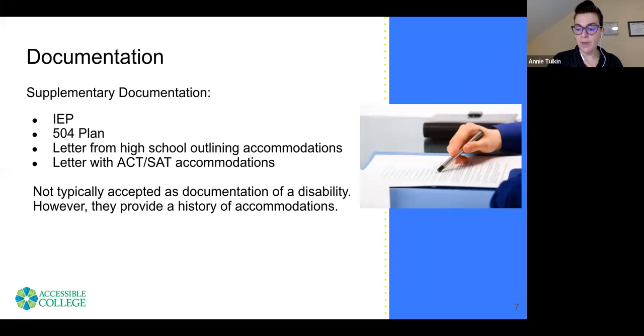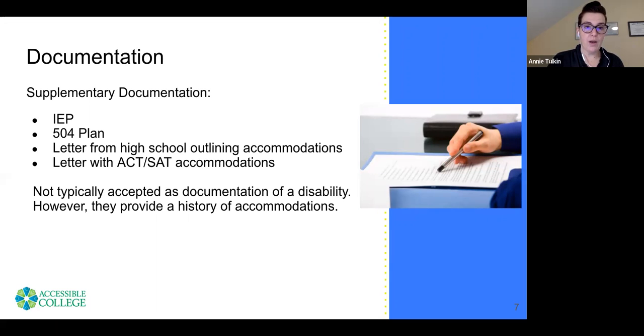The 504 plan, it's also good to share this as well. It gives the Disability Support Office an understanding of the types of accommodations that a student has received. But again, the college is not required to provide the same accommodations because they're using the ADA to provide reasonable accommodations for the student. And what is reasonable might vary from school to school or program to program. So it's important to be having upfront conversations with the disability support offices about this.